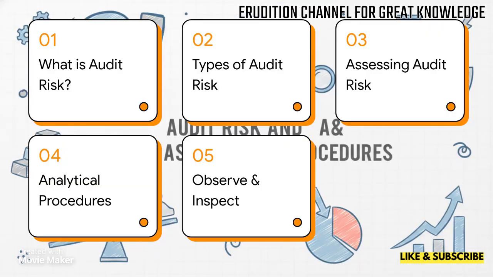So here's our roadmap for today. We're going to cover 1. What is audit risk? 2. Types of audit risk. 3. Assessing audit risk. 4. Analytical procedures. And finally, 5. Observation and inspection. Let's get right into it.